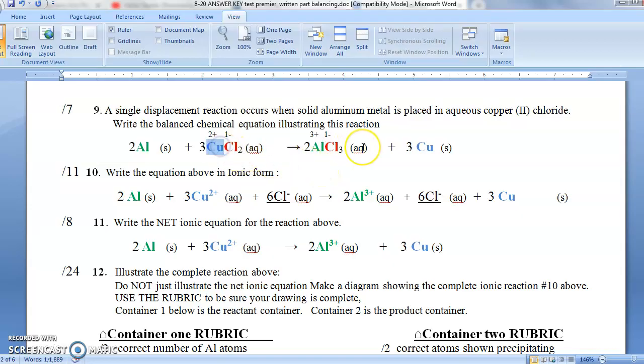What happened to the coppers? They were 2 plus, but they were displaced. There they are. They're going to precipitate out of solution. What's happening here is the aluminum is more active. It's going to force the coppers to take their electrons.